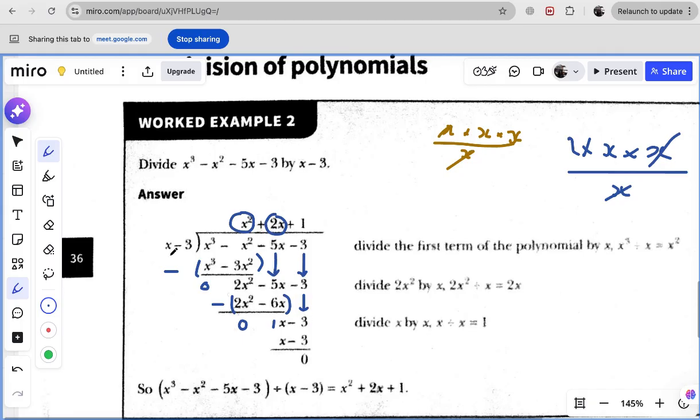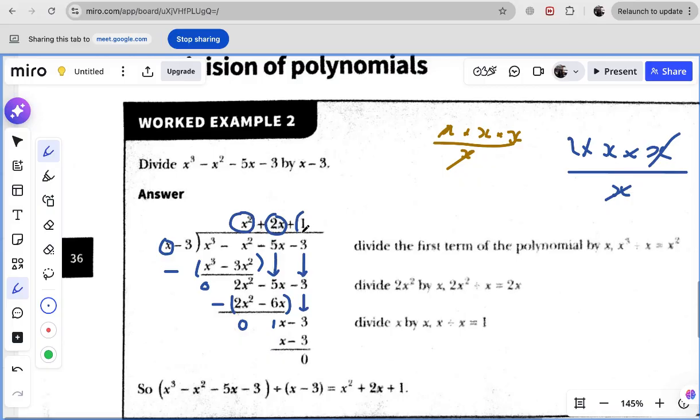This is a polynomial. You start the process again. You're going to divide this one by what? By x. We only divided by x only, not by x minus 3. You divide. You say x divided by x, you get 1, because anything divided by itself, you get 1. This x divided by this x, you get 1.